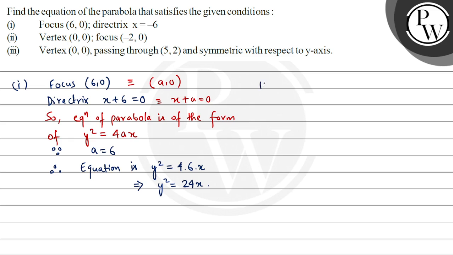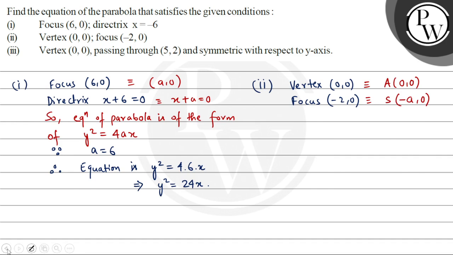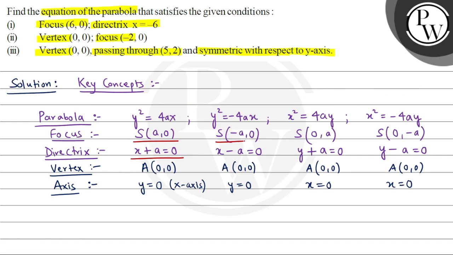Now solving the second exercise, we have been given the vertex, which is the same for all, that is 0 comma 0, and the focus minus 2 comma 0. Vertex is the same, but the focus we compare with minus a comma 0, right? If we check the key concepts, minus a comma 0 gives the equation of the form y square equals minus 4ax.